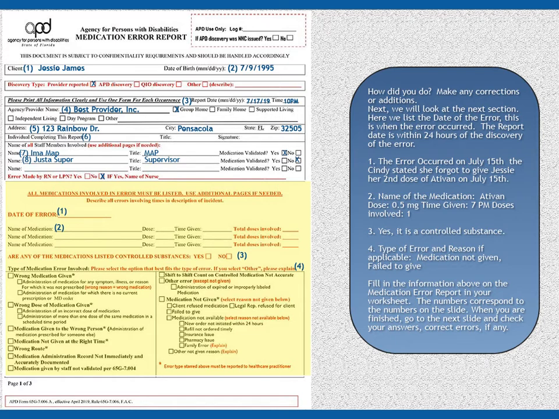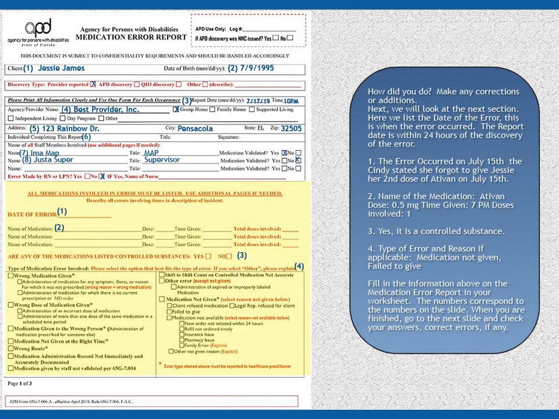Here we list the date of the error. This is when the error occurred. The report date is within 24 hours of the discovery of the error. 1. The error occurred on July 15th. Cindy stated she forgot to give Jessie her second dose of Ativan on July 15th. 2. Name of the medication: Ativan. Dose: 0.5 milligrams. Time given: 7 p.m. Doses involved: 1. 3. Yes, it is a controlled substance. 4. Type of error and reason if applicable: medication not given, failed to give.